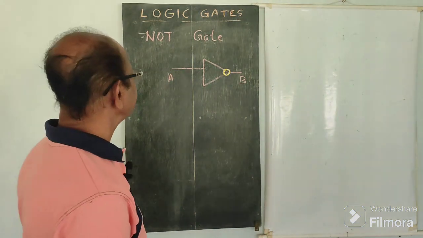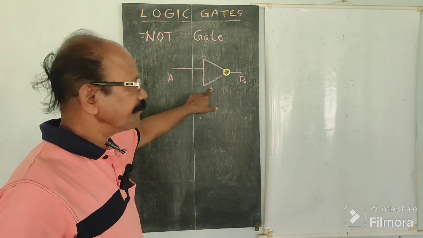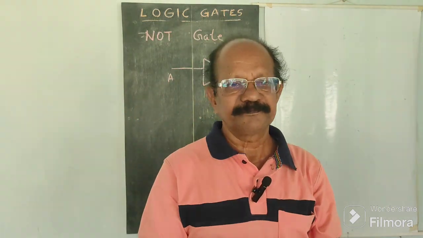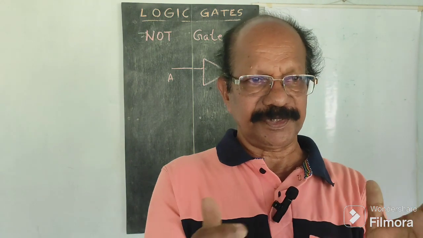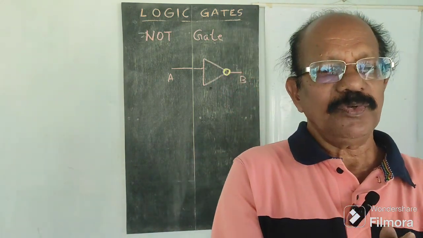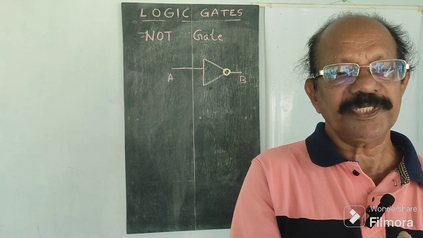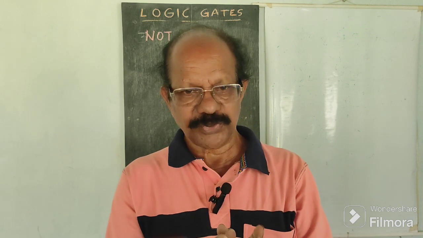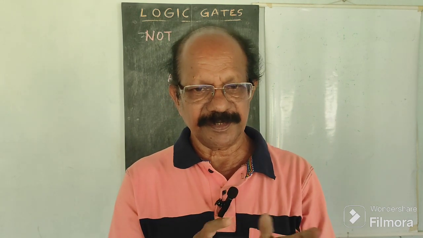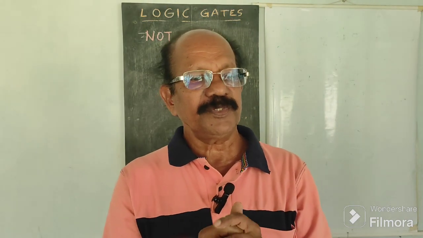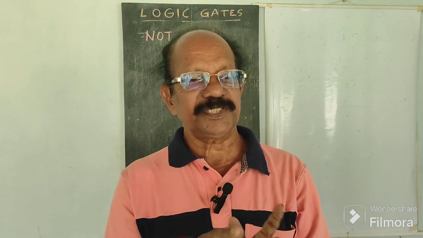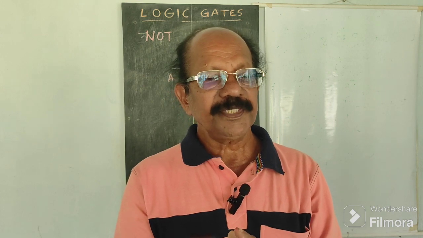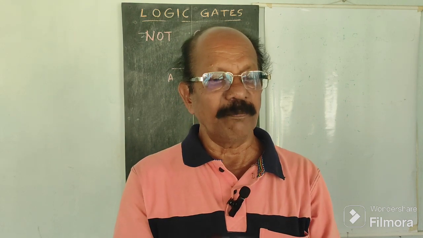Now the NOT gate. The logic symbol is this. Here is a bubble, meaning opposite. Whatever we are giving, its opposite value will be given. It is so called because the output is not the same as the input. It is also called an inverter, not the power inverter, it is a logic inverter, because it inverts the input signal. It has one input, one output. All it does is to invert or complement.